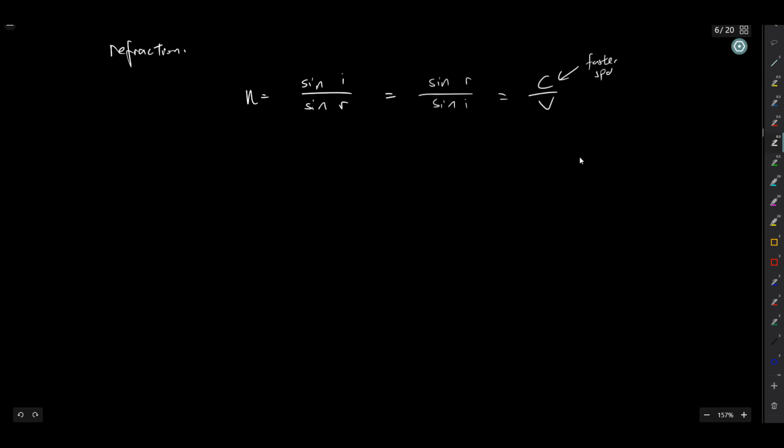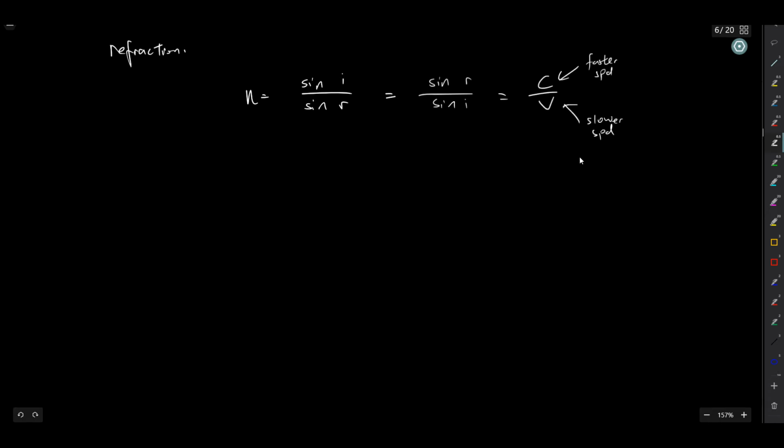So for refraction, there are a few formulas. n equals sin i over sin r, which also equals sin r over sin i depending on the situation. I'll write the conditions below. It also equals c over v, the speed ratio. Remember, c is the faster speed, or rather the speed in the less dense medium, and v is the slower speed, which is the speed in the more dense medium.